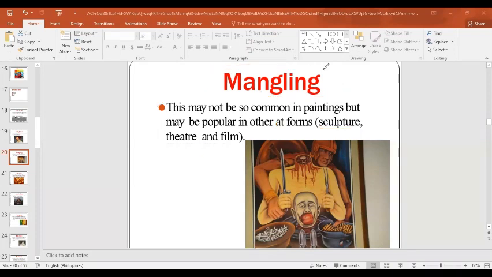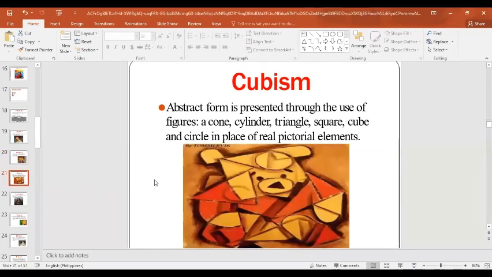Next, we also have the last one. For abstraction form, we have cubism. So abstract form is presented through the use of figures, a cone, cylinder, triangle, square, cube, and circle in place of real pictorial elements. So yung mga cubists, ang pinaka-aim nila ay makapagbuo ng form with the use of basic geometrical shapes, just like this one.